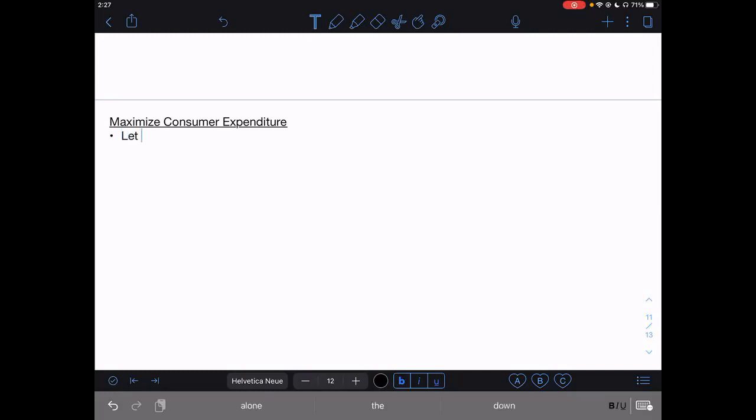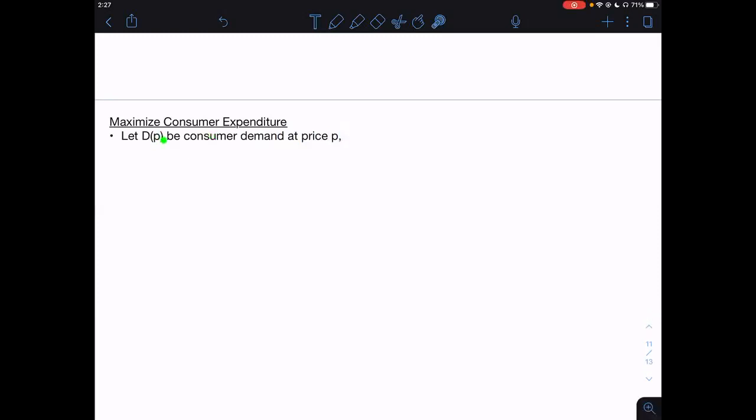Let D of P, D of little p, represent our demand function. Recall we talked about the demand function before. Let's define it as D of P. So let D of P be the consumer demand function at price p. In other words, D of P is representing the amount the consumers will demand of an item, or how many units consumers are willing to buy of an item at a certain price point p.